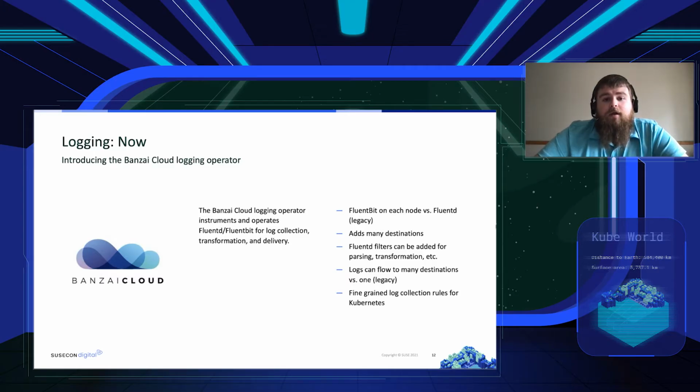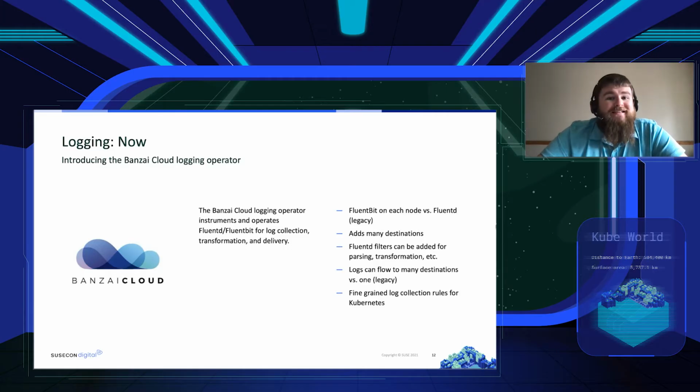The Banzai Cloud Logging Operator instruments and operates Fluentd and Fluentbit for log collection, transformation, and delivery. This differs in a few ways from the historical Fluentd integration. First, we've replaced the daemon set that was formerly Fluentd with Fluentbit running on each node. We've added additional destinations that allow log streams to end up at different aggregation points outside of the list I provided earlier. Fluentd filters can now be added for parsing, transformation, and other options that allow you to adjust the logs as they go through your stream.